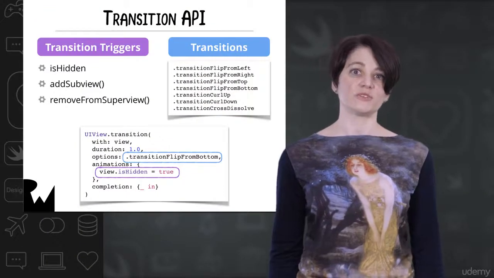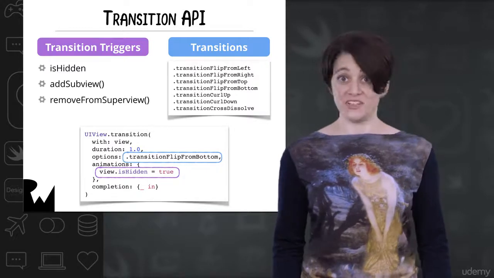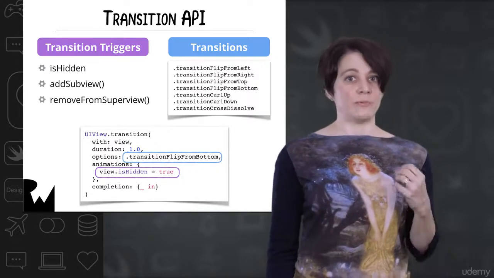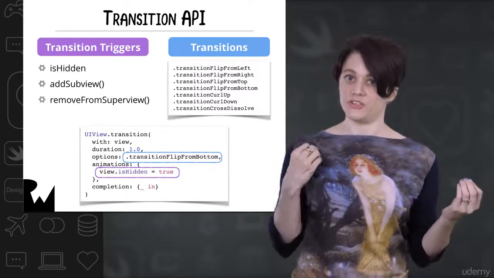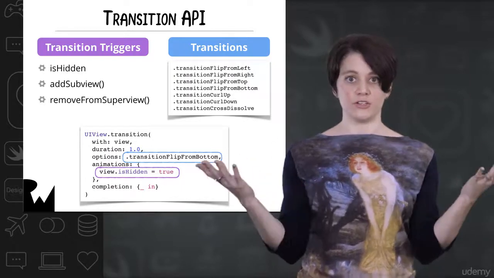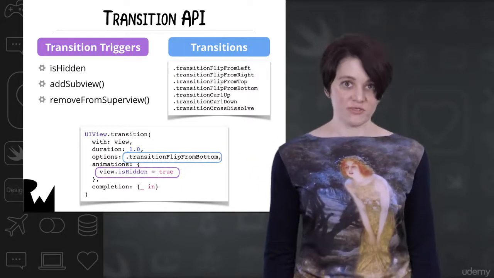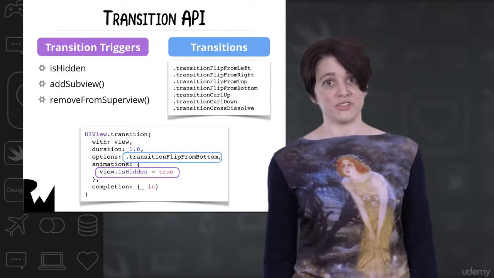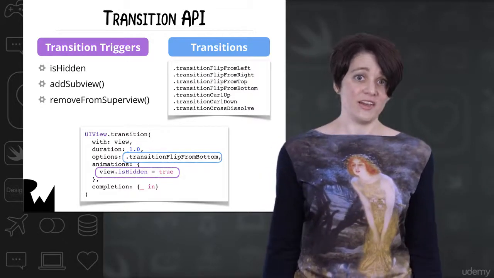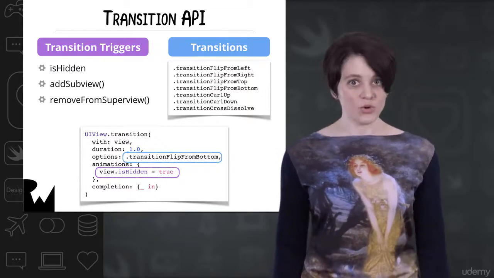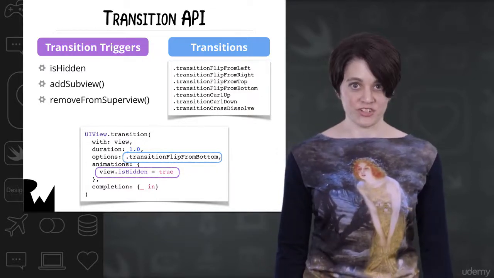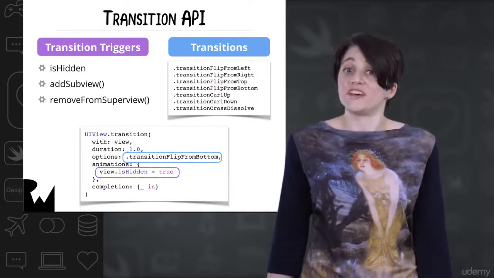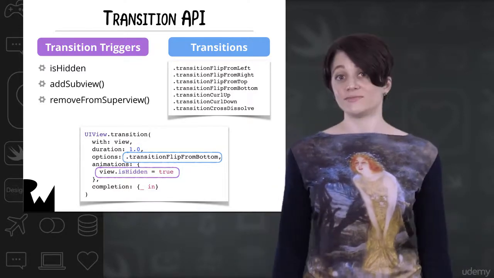View transitions are pretty streamlined, which means they are somewhat limited, but extremely simple to implement. You just pair a predefined transition with a transition trigger, and you've got a transition. The transitions themselves are actually hiding in the options set, and there aren't very many of them. Just add one like you would add anything else in the options parameter. There are also only 3 ways to trigger a view transition. Use any of these triggers inside the animations closure, and you're set.